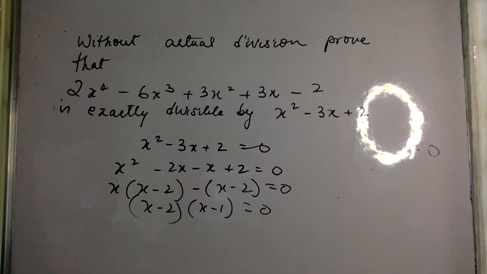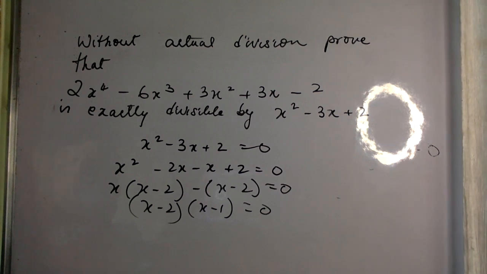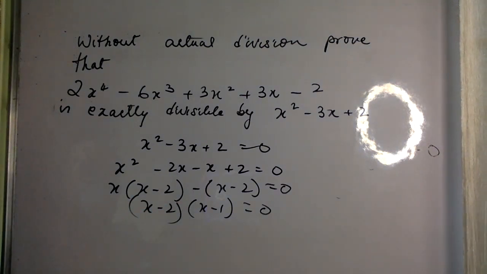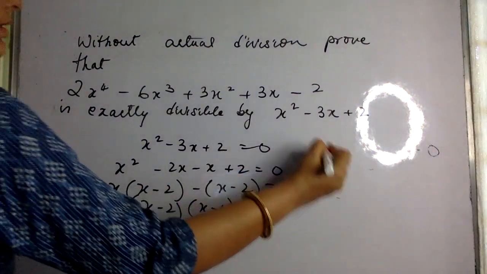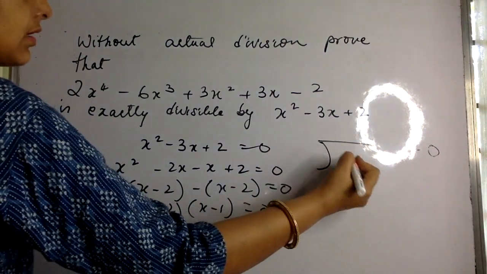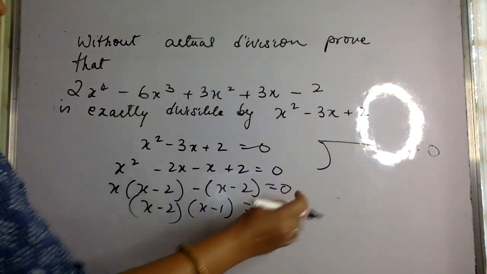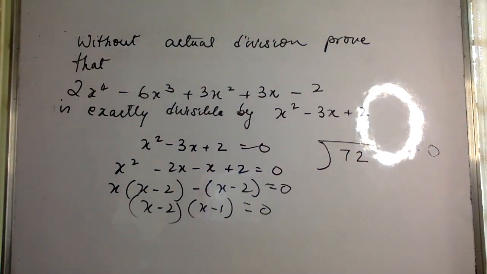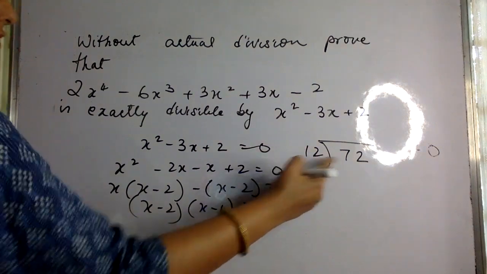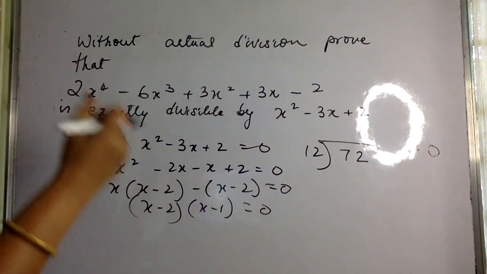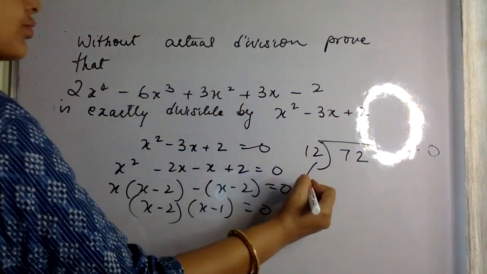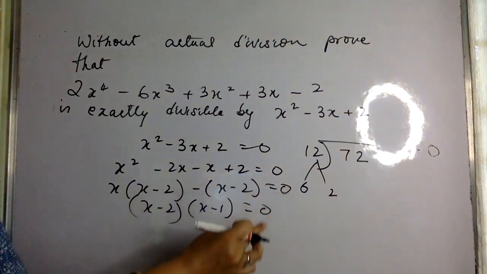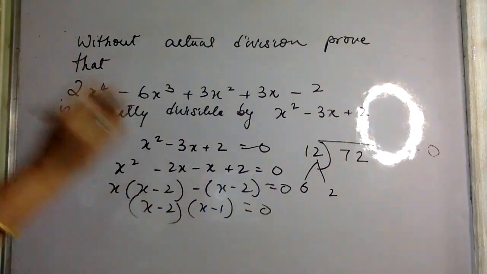Now here starts the confusion. If I have x minus 2 and x minus 1, it's like this: let's say I was given 72, and I said 12 is a factor of this, you know that 12 is a factor of this. Now if I split 12 into 6 and 2, or 3 and 4, everything is going to divide 72.